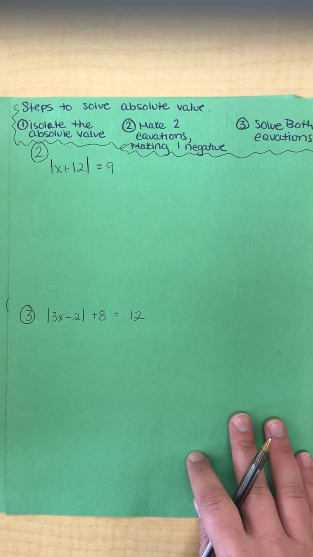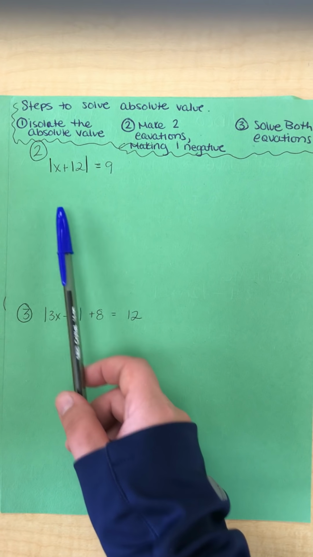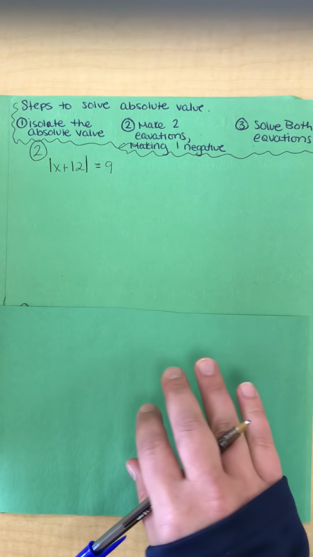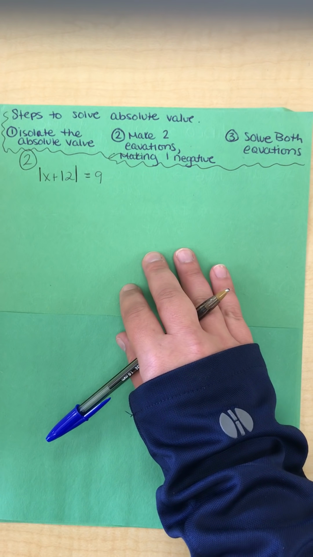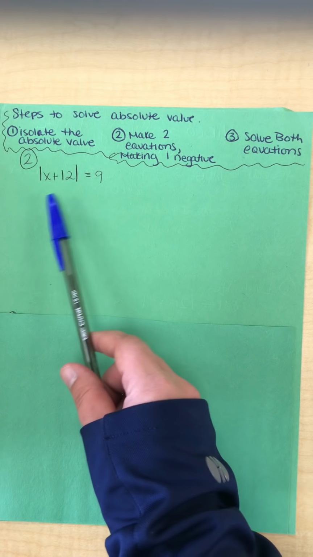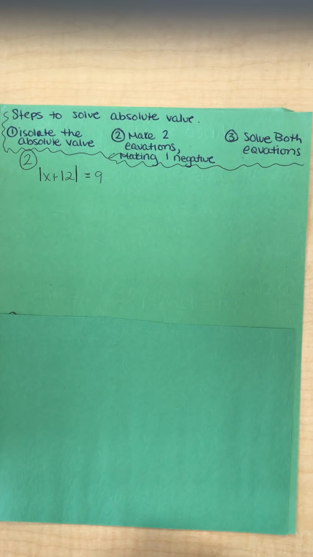Okay, so now we're going to start solving your absolute value equations. When you are solving an absolute value equation, the first thing you want to do is make sure that your absolute value is by itself, or isolated. The next thing you want to do after you isolate your absolute value is make your two equations. Your first equation is going to be exactly the way it looks without the absolute value sign. The second one is going to be the same thing except this number would be negative. And then you're going to solve both those equations.